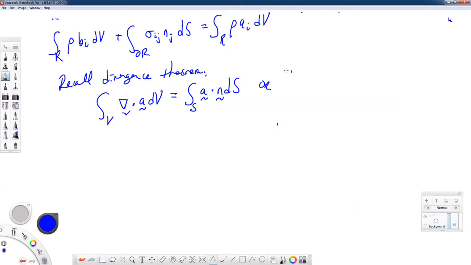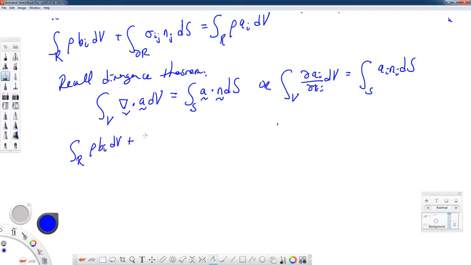If we were dealing with components, we would write it this way. The volume integral of the partial derivative of A sub i with respect to x sub i dV would be equal to an integral over the surface of A i n i dS. So we're going to rewrite this then as a volume integral rho bi dV plus a volume integral. We can write it as the partial of sigma ij with respect to xj dV.